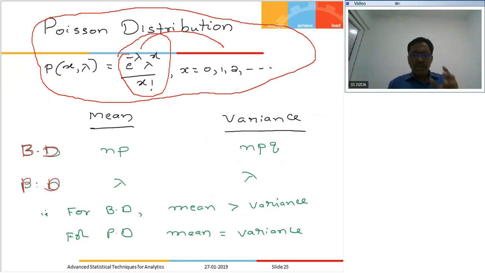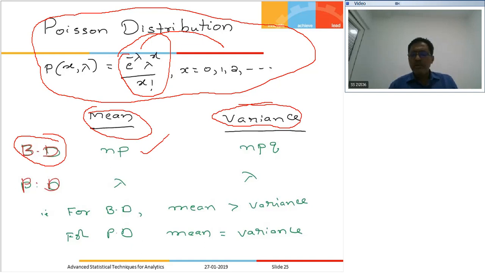Okay. I'll explain what this lambda is and when we need to go for Poisson distribution. I think we'll see in the next slide. Before going, whenever we talk about a random variable or a distribution, as I already told, mean and variance are two important terms for us. In case of binomial distribution, mean is np and variance is npq. In case of Poisson distribution, mean as well as variance are both equal. That is nothing but our parameter lambda.